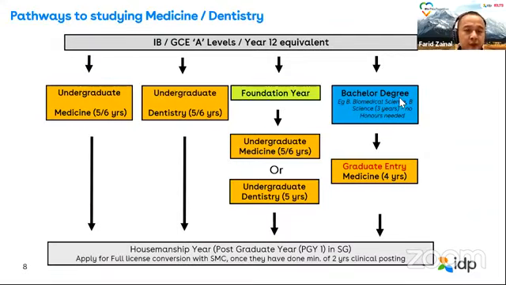Okay, I'm moving on to the different pathways towards studying medicine and dentistry. So I'd like to refer you to this diagram. Let me refer you to the first column. The first column depicts the direct entry to be a doctor. It will be a 5 to 7 year course depending on which university you have chosen. The second column, similarly, will be a direct pathway to dentistry, 5 to 7 years as well.